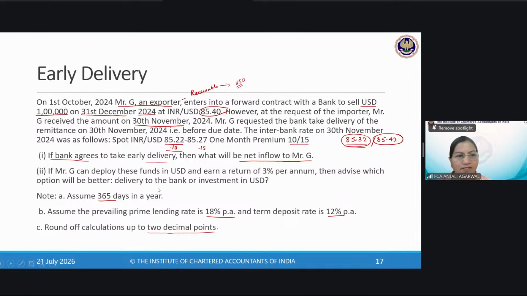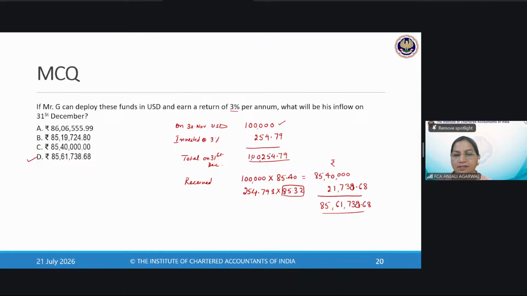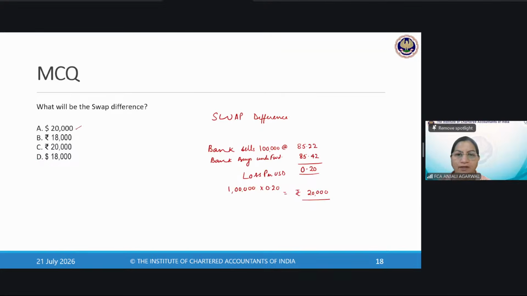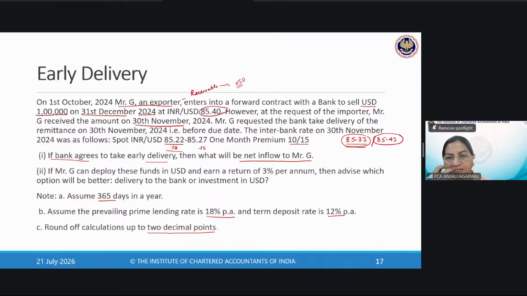Another thing is advise him which option would be better. Would take delivery or invest in USD. Now, when you are going to compare this, if he invested in USD, this is the amount he is going to receive on 31st December. Whereas if he bought it to India, he would have received 85 lakh 19,724.82. But we can't compare the receipt on 30th November with the receipt on 31st December.